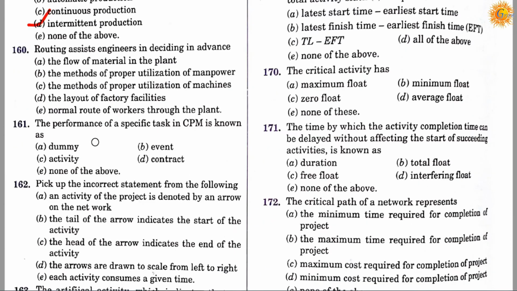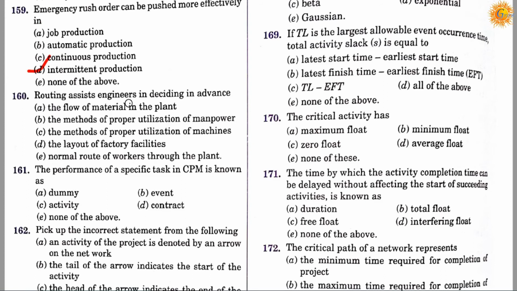Question number 160. Routing assists engineers in deciding in advance: option A, the flow of material in the plant; option B, the method of proper utilization of manpower; option C, the method of proper utilization of machines; option D, the layout of factory facilities; and option E, a normal route of workers through the plant. The correct answer is C. Routing assists engineers in deciding in advance the method of proper utilization of machines.